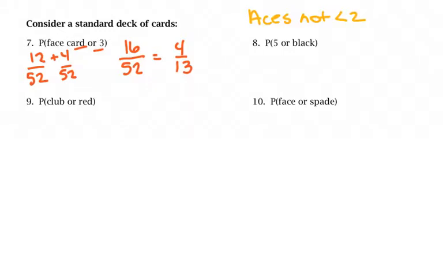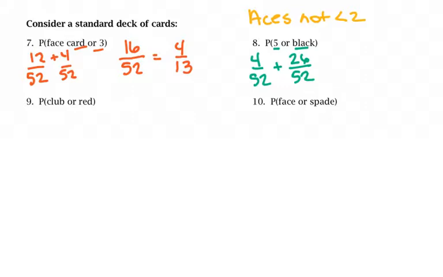Okay, the next one, number 8, the probability of getting a 5 or a black card. So the probability of getting a 5 is 4 out of 52. The probability of getting a black card is 1/2. It would actually be better in this case if I left my denominator as a 52. It'll just make the adding easier. Are there any cards that are both 5 and black? Because if they are, we've already counted them as one or the other, so we cannot count them twice.